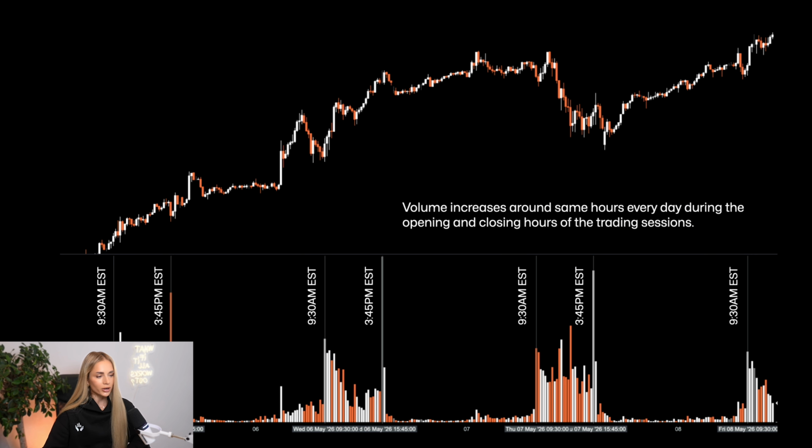If we dive deeper into studying any trading instrument, you'll start noticing that every one of them has its own volume pattern. The times during the day when the volume is low, the times when the volume increases. Repeatable spikes of volume around the same hours of the day during opening and closing hours of trading sessions.